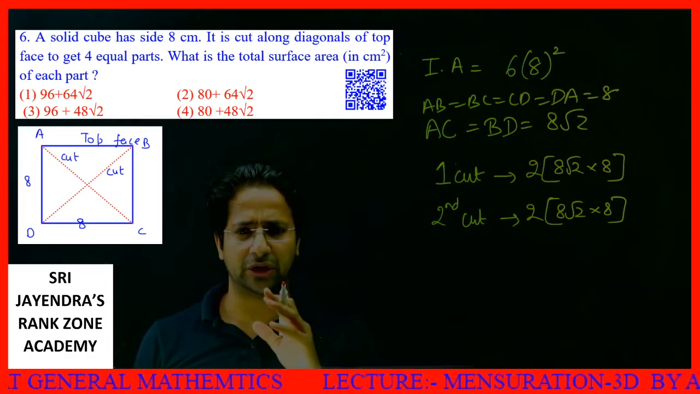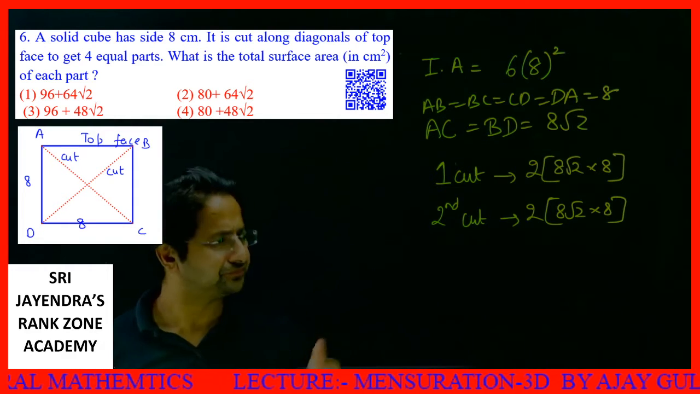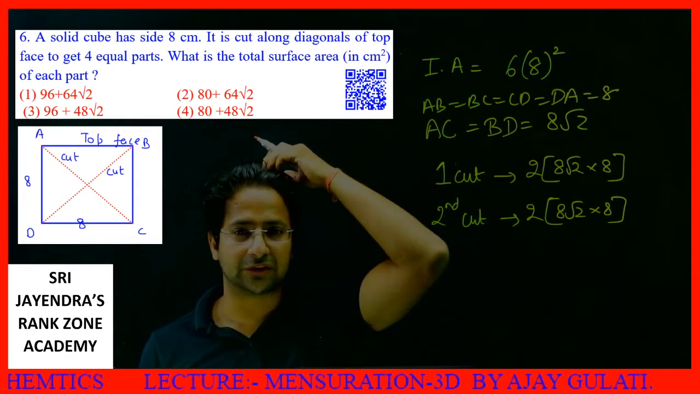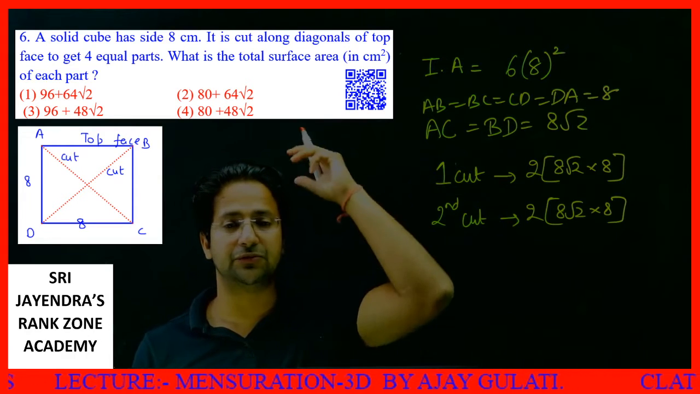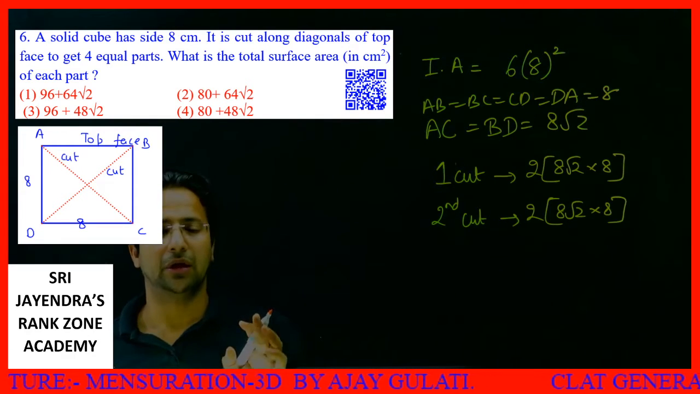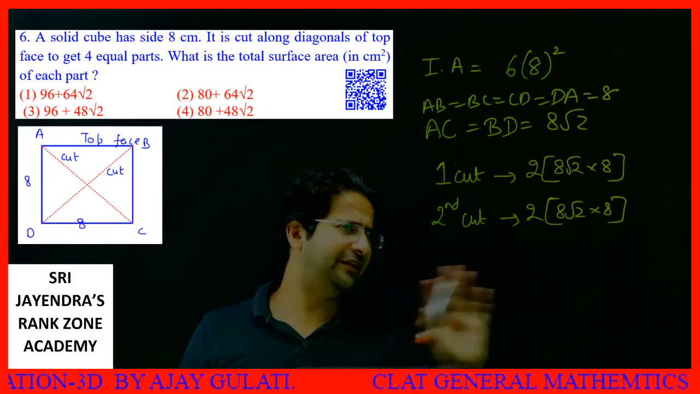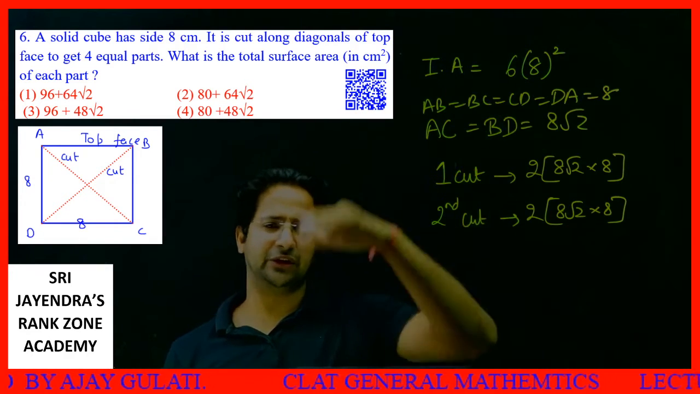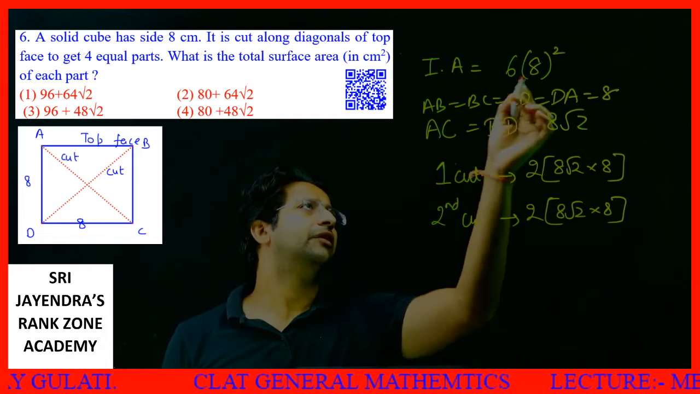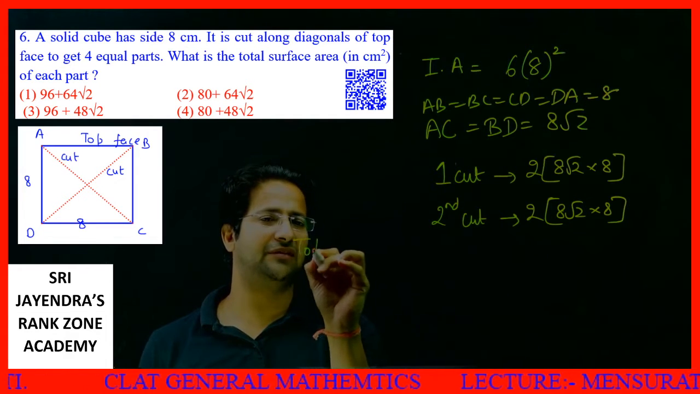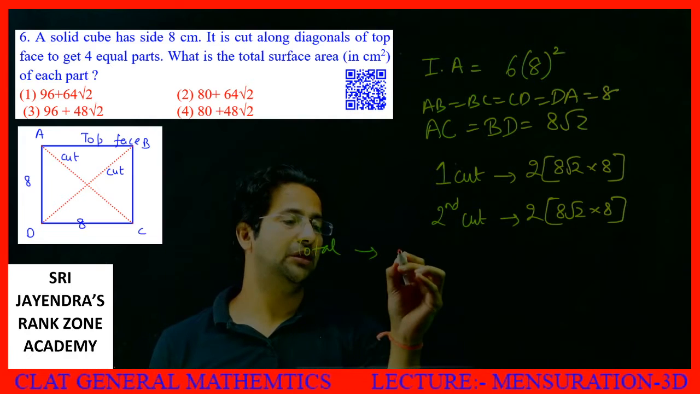Let's check it. A solid cube has side 8 centimeters. What is the total surface area of each part? We need to find the total surface area of each part. That we will easily get, don't worry. Let's say I find the total area first of all. When I find the complete area, what will it be?